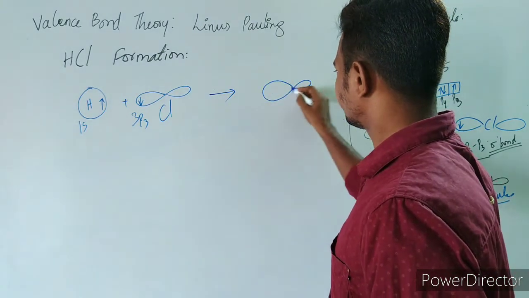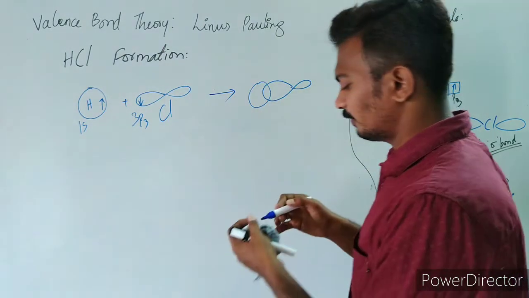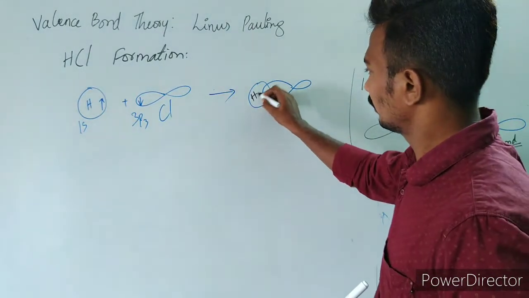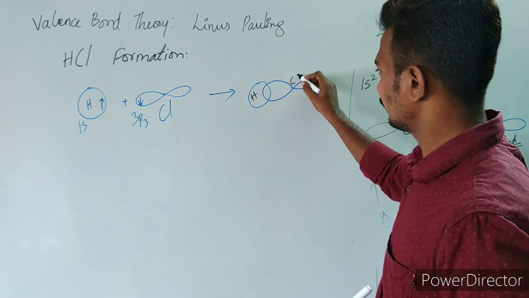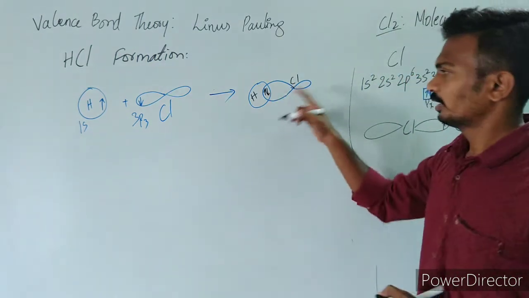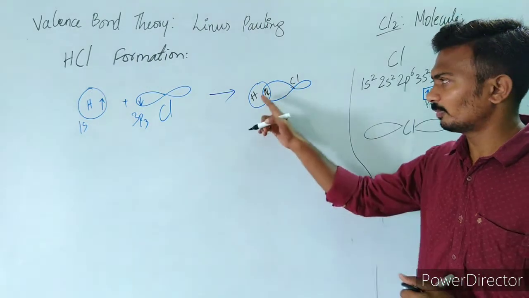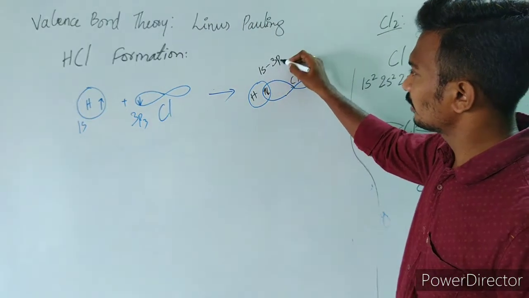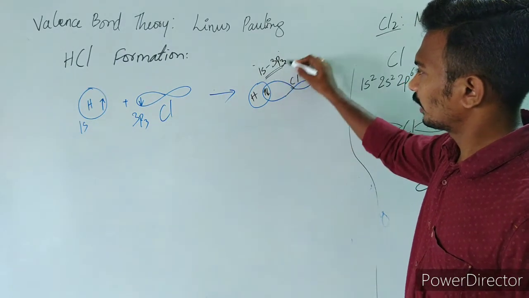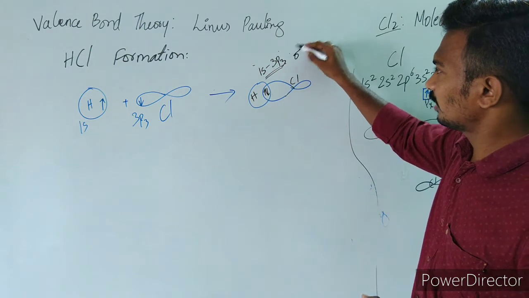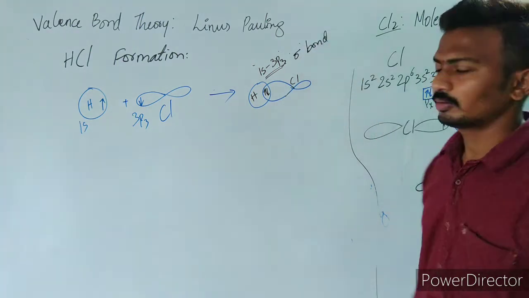of a bond between hydrogen and chlorine. Right? Hydrogen, and this is chlorine. The HCl molecule will be formed by the 1s, 3pz overlapping, and this is what? A sigma bond.